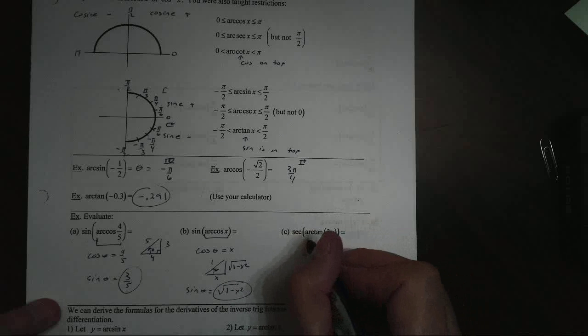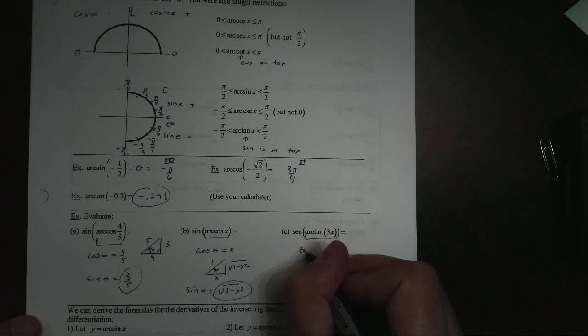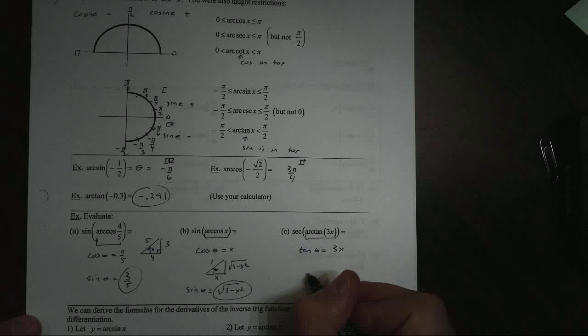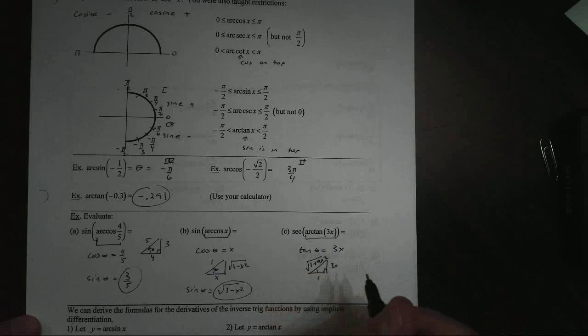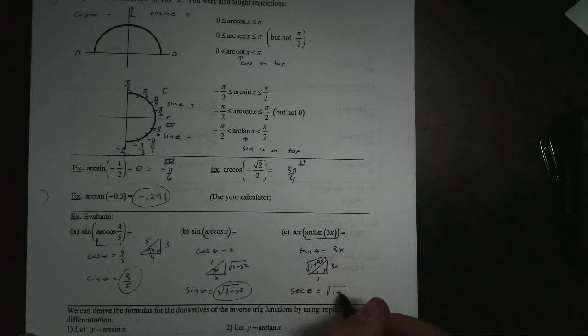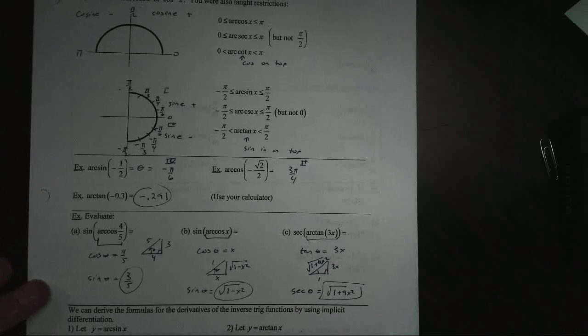We can do the same thing for arctangent. Secant of the arctangent of 3x. We're saying that the tangent of some angle is 3x. So if I draw my right triangle, tangent 3x over 1, using the Pythagorean theorem we get the square root of 1 plus 9x squared. I want the secant of that angle. Secant is the hypotenuse over the adjacent, so it's the square root of 1 plus 9x squared. And there we have those. We just did a week's worth of pre-cal in like 2 minutes.